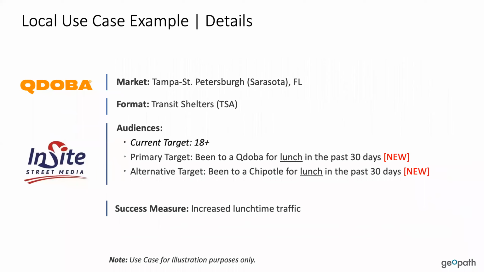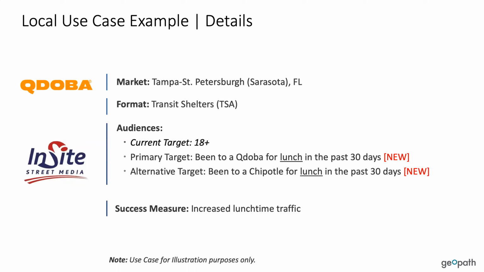So I wanted to give more detail on it. Just to lay it out, the market is Tampa-St. Pete, transit shelters, which he likes and uses. And again, that's a lot of what Insight Street Media has in that area. The current target is 18 plus, right? A general target, blanketing, trying to reach that audience. But I want to show how you can actually get more specific and more efficient at reaching your specific target, or the Qdoba client's specific target.